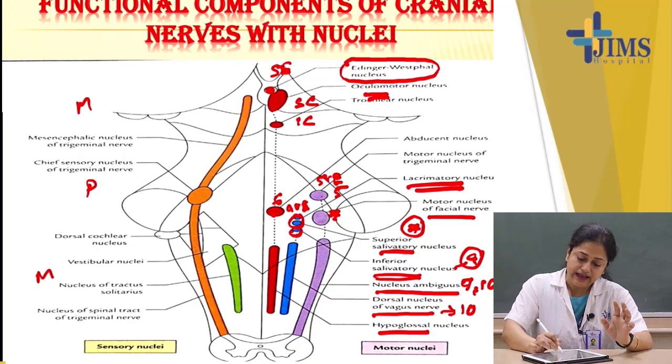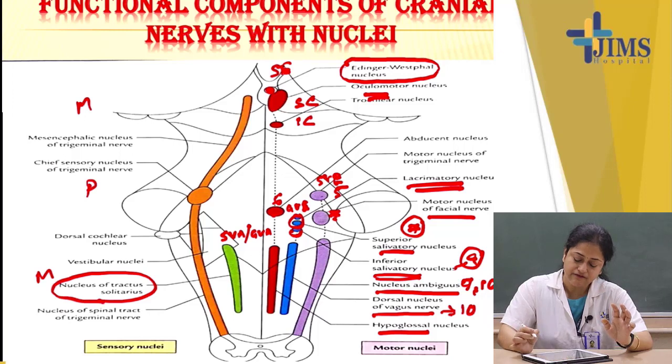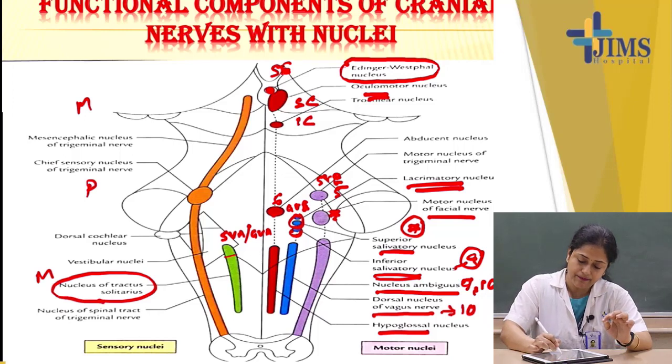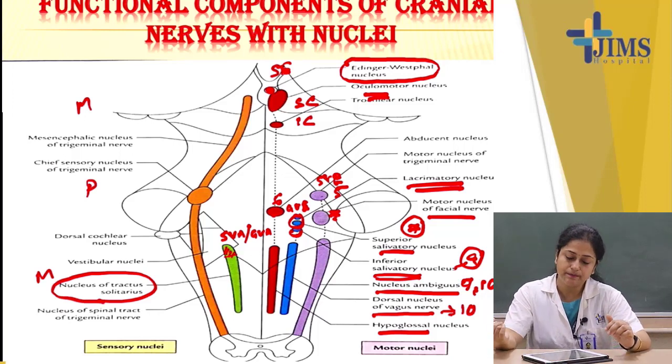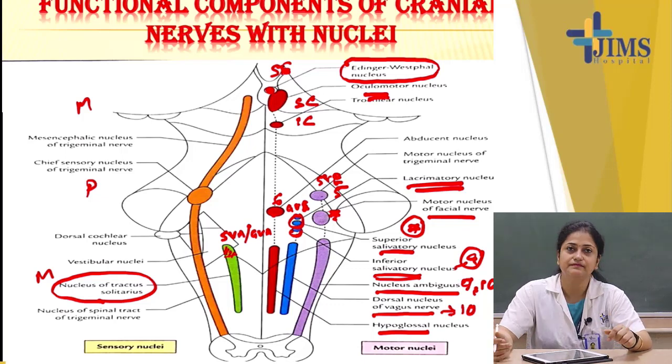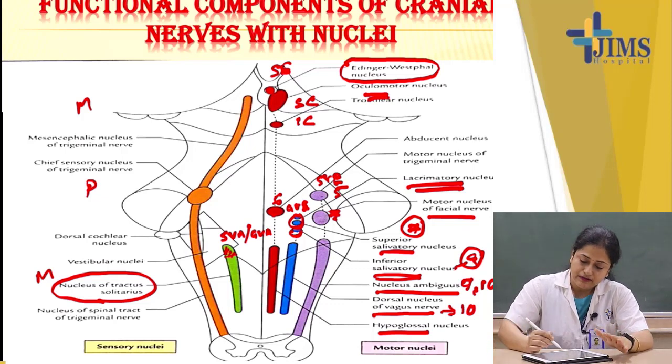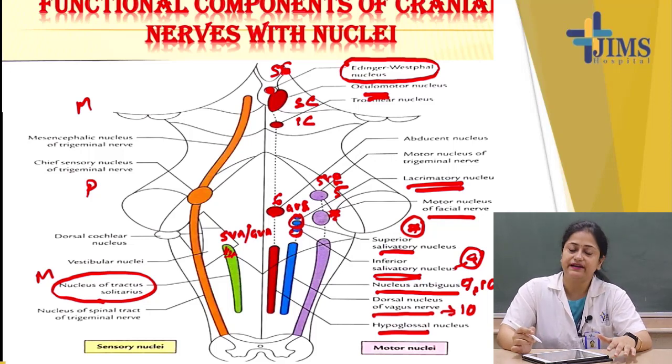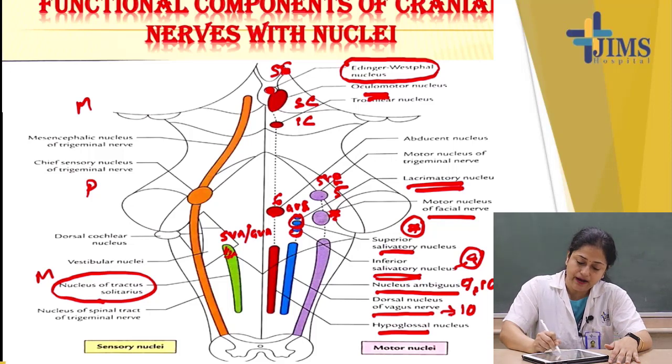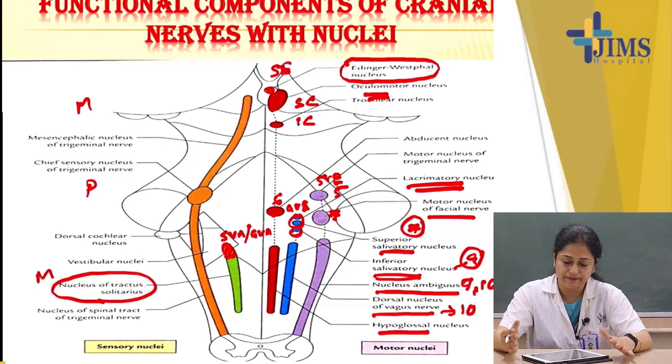So the SVA and GVA we said were coming from the same nucleus. So that is the nucleus of Tractus solitarius lying within the medulla. The upper part was the SVA, the lower part is the GVA. So this elongated nucleus lying in green color along the medulla oblongata, that is the nucleus Tractus solitarius. The upper part is concerned with the SVA while the lower part is the GVA.